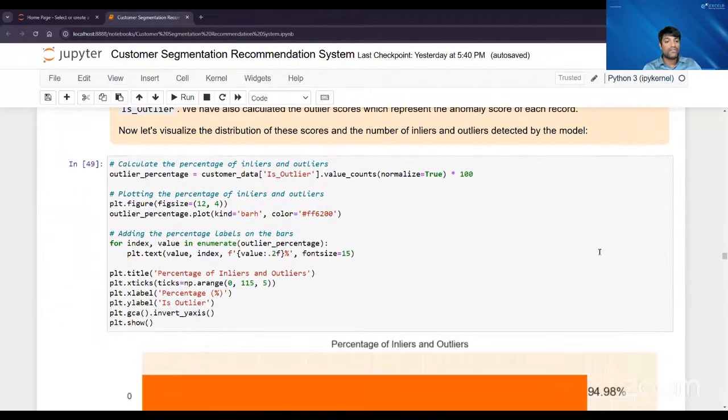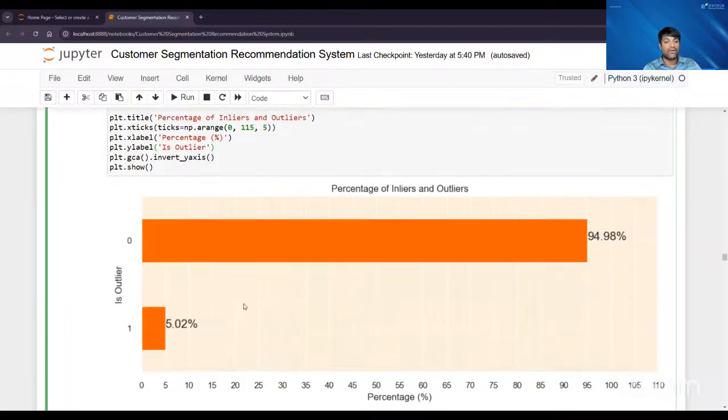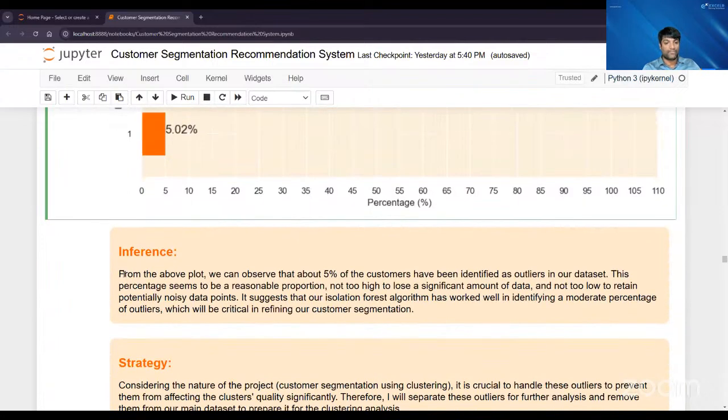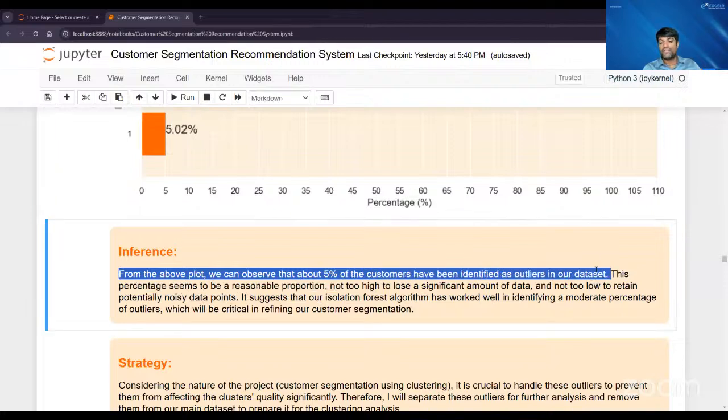Here we can create a plot. I'm creating a bar plot, which is a horizontal bar plot. Barh is nothing but the horizontal bar plot. Now I am just converting or identifying the outliers. If I plot it on the graph, what I understood is there are 94.98% of inliers and 5% of outliers. From the above plot, we can understand that 5% of the customers have been identified as outliers.